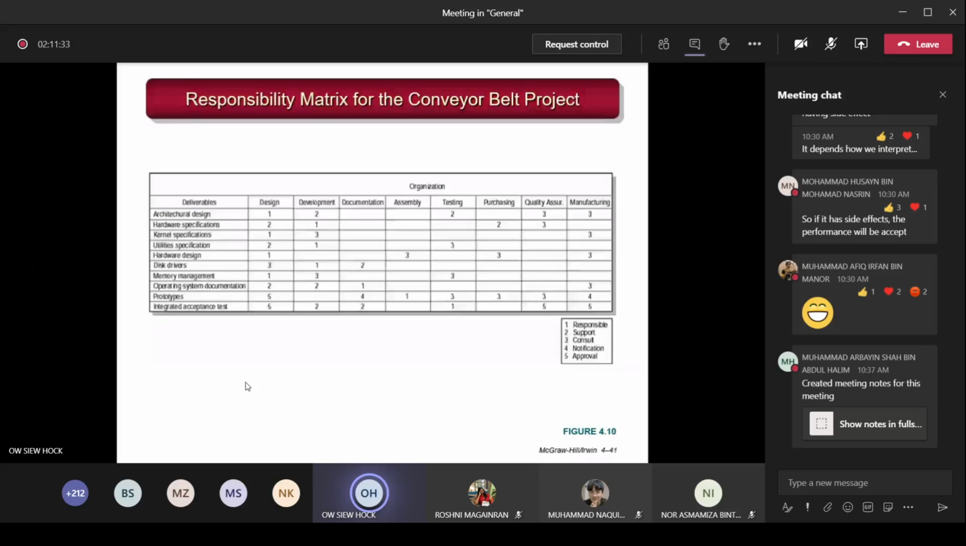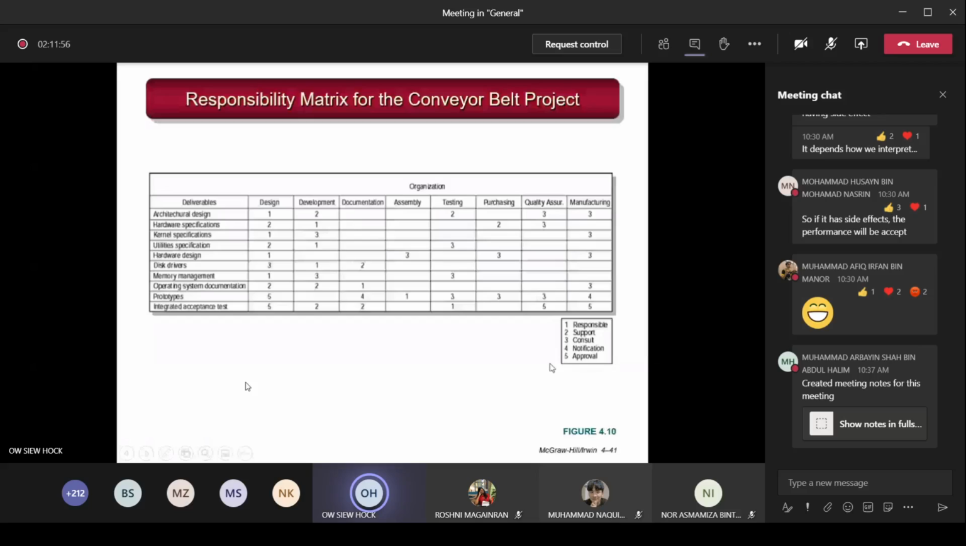Now, this is another format of how you can draw the responsibility matrix, but this one is for the larger organization's perspective. In this case, you put the deliverables here, and then you put the departments: the design department or design unit, development department, documentation, assembly, testing unit, purchasing, quality assurance, manufacturing. So this is from the organizational perspective.